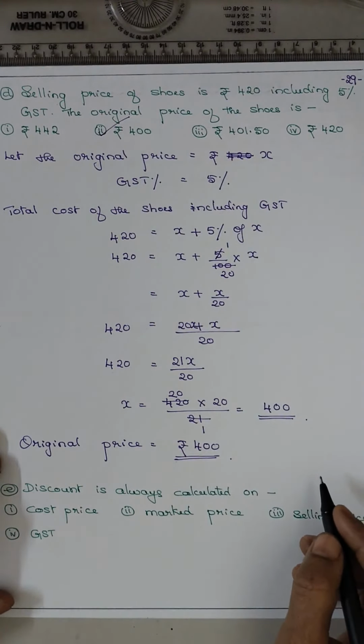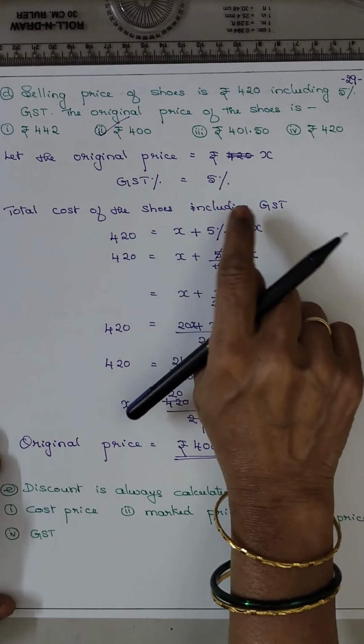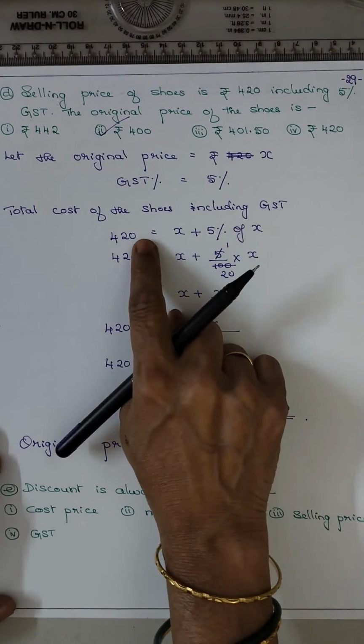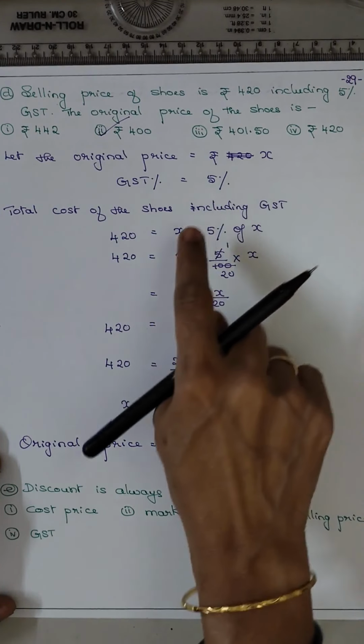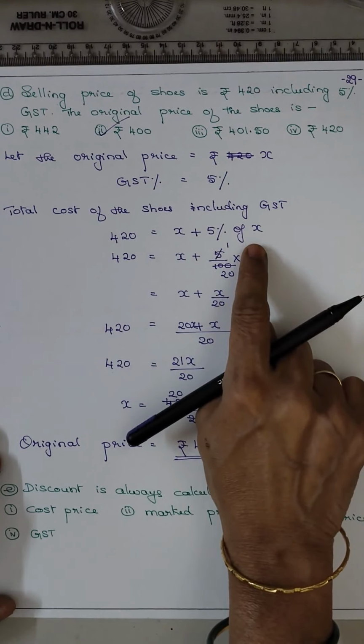So पहले ओरिजिनल प्राइस x लेंगे, हमें मालूम नहीं है, वही फाइंड आउट करने का है. GST परसेंट 5%. तो टोटल कॉस्ट ऑफ द शूज इंक्लूडिंग GST will be how much? ऑलरेडी दिया है, सेलिंग प्राइस मतलब GST के साथ, that is 420 is equal to X, that is the original price plus the GST amount. GST amount is 5% of X. So calculate करो. याद रखो इधर LCM निकालना पड़ता है, ठीक है. Original price is rupees 400.